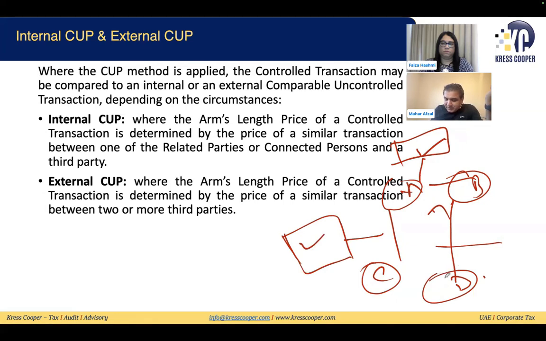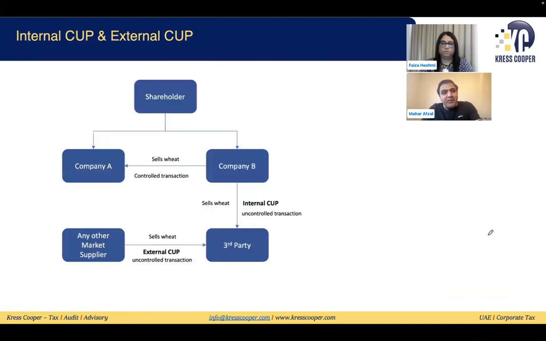This is my external comparable. Whatever D is charging to B, D might be selling the same goods to any other party in the market, E as well, under the same circumstances, with a similar nature of the goods. So whatever price D is charging to E will again be considered my external CUP. I have given you an example here.